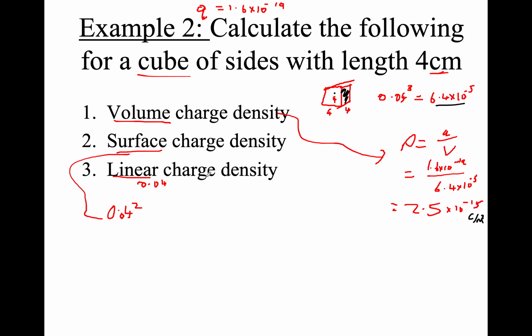Linear charge density, same idea. You will just do the formula density equals charge, 1.6, divided by the line, which is 0.04. That's it. And then the unit will be coulombs per meter only, not squared, not cubed, because it's just a line. Easy.